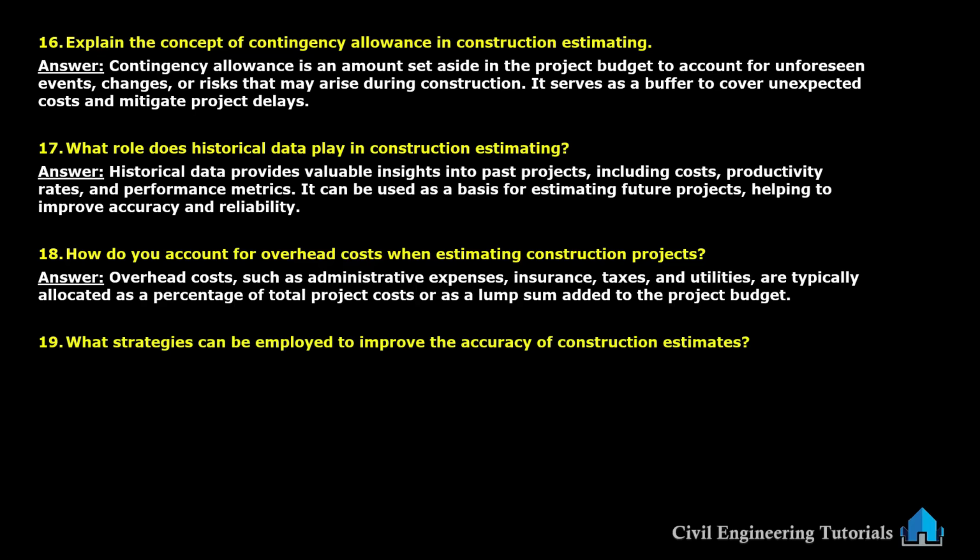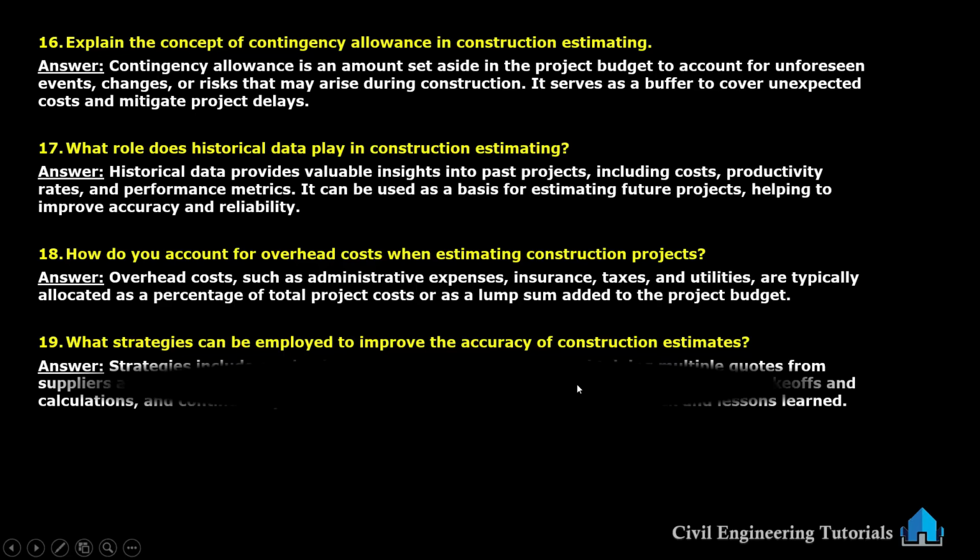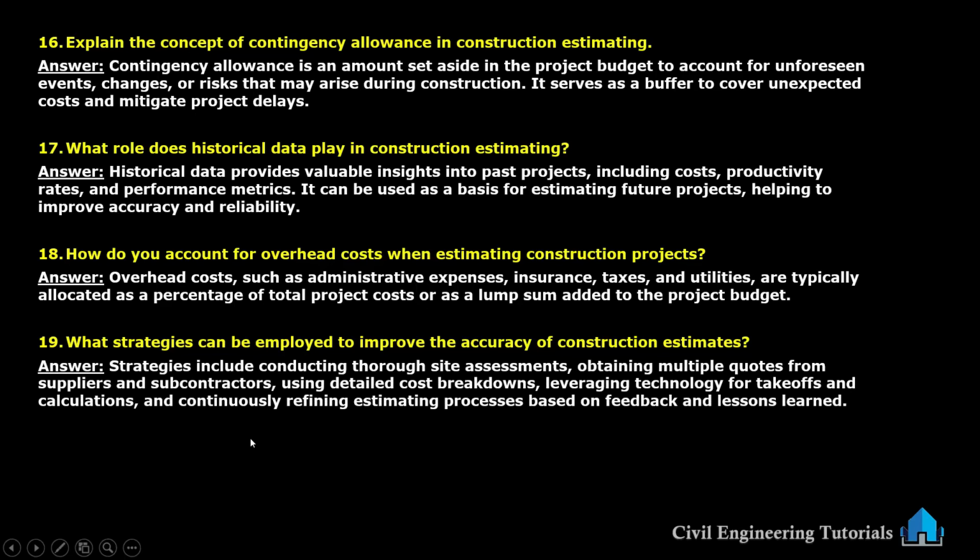What strategies can be employed to improve the accuracy of construction estimates? Strategies include conducting thorough site assessments, obtaining multiple quotes from suppliers and subcontractors, using detailed cost breakdowns, leveraging technology for takeoffs and calculations, and continuously refining estimating processes based on feedback and lessons learned.